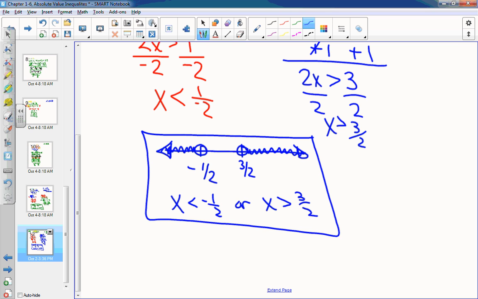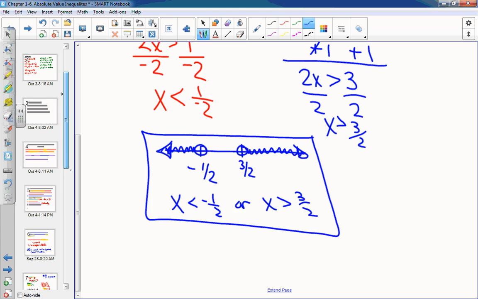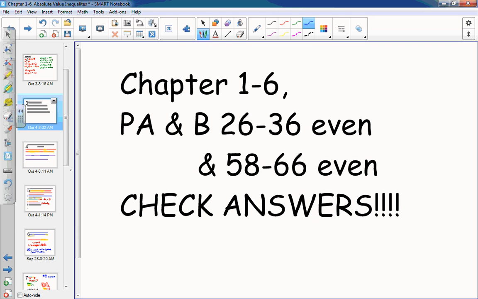Okay, guys, I have talked to you about your ORs and your ANDs. They're all compound inequalities here that we're talking about. You know what tonight's homework is. Just to make sure that you know what it is, tonight's homework is 26 through 36 even and 58 through 66 even. And this is going to be on page 46 and 47 on your textbook.